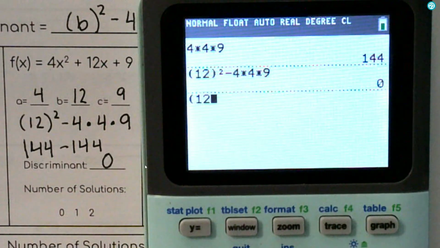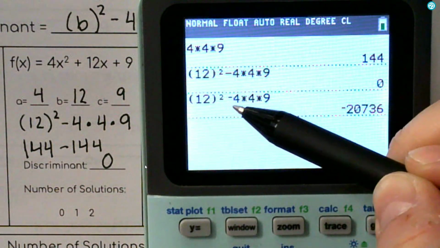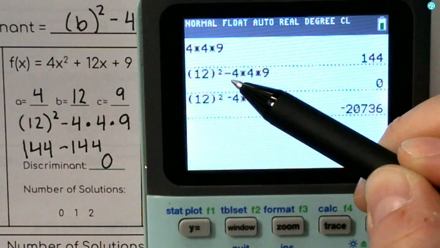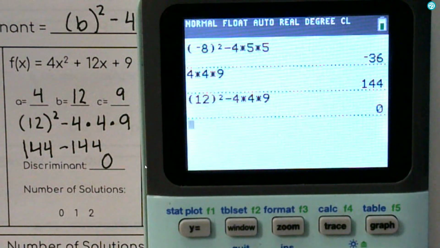This is a good time to do this as an example. If you got negative 20,736 instead, it's because you used a negative key right there instead of the minus key. So 0 is the correct one. I'm going to clear that off. So 0 is correct. Make sure if you got negative 20,000 something, that's why.